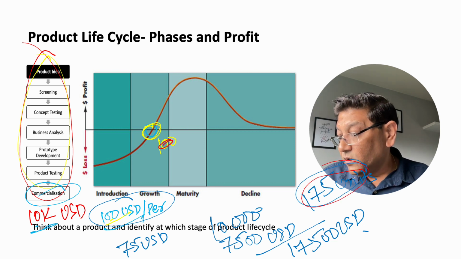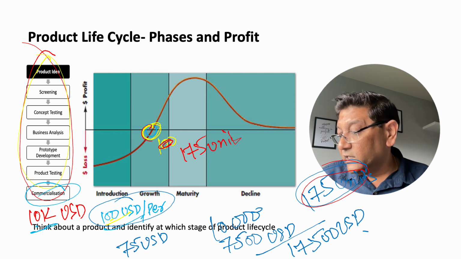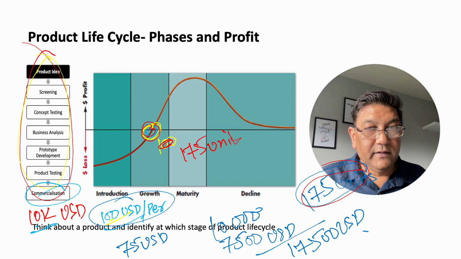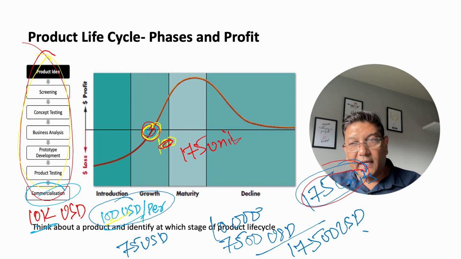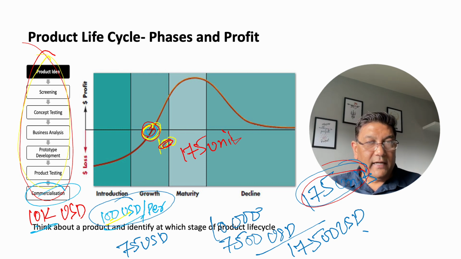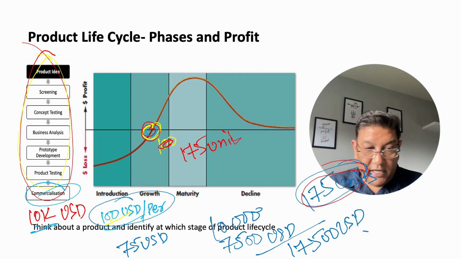175. So over here, 175 units we need to sell to reach the break-even point. Now that is a simple calculation of how we can look at the break-even point. Now this is the break-even point, and it gives us the growth stage.